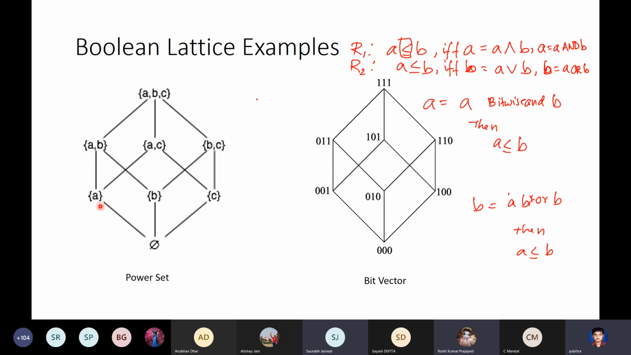But you see there are some special elements here. What is special about this A, B, C? They are very close to the null. What is special about this 0, 0, 1, 0, 1, 0, 1, 0, 0? They are just Hamming distance 1 from the minima. They are all Hamming distance 1 from the minima. And this A, B, C have cardinality just 1 more than the minima.